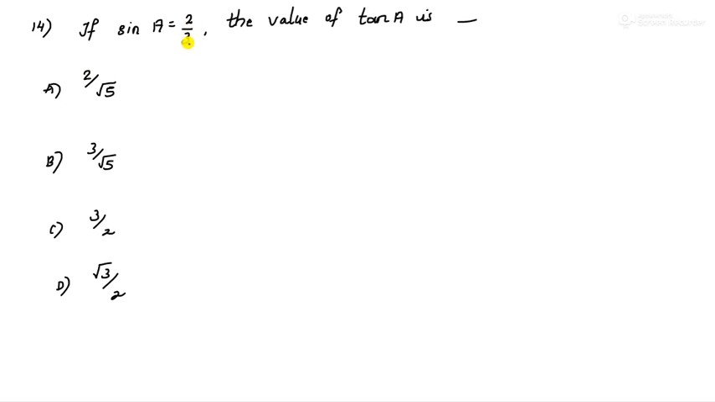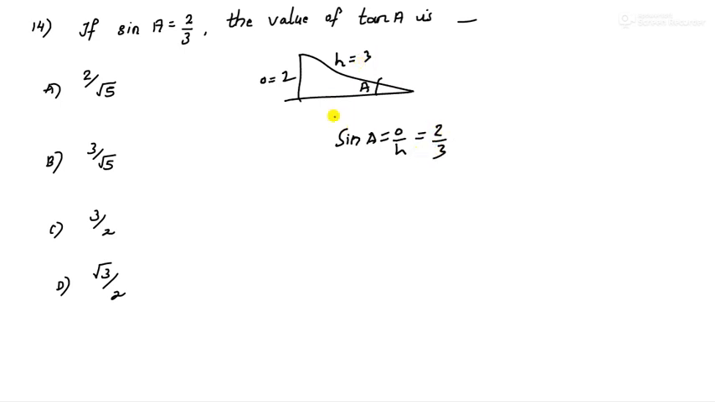If sine A is equal to 2 by 3, find the value of tan A. So for this, draw this triangle with angle A. Sine A means what? Opposite by hypotenuse. So opposite is this one, which is 2, and hypotenuse is this one, which is 3. So this is 2 by 3. Now you have to find the value of tan A. So tan A is O by A. O is 2, but the adjacent is not given, that you have to find.